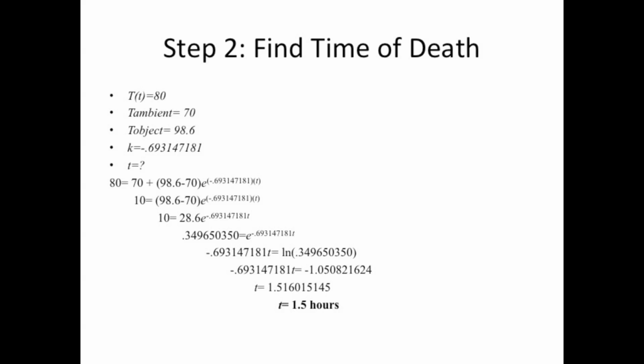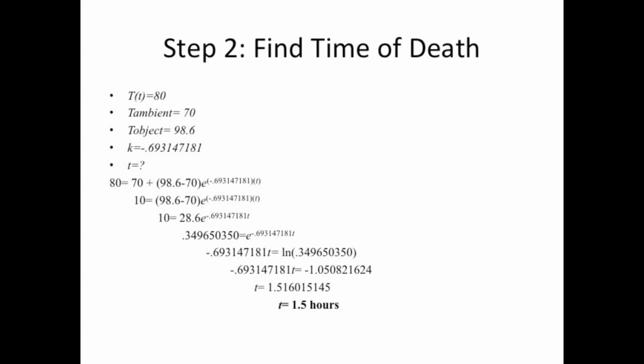Then we divide 10 by 28.6, and we get 0.349650350 is equal to e to the power of our negative k value times t. Then we use our log rules to rearrange the equation. We get negative 0.693147181 t is equal to the natural log of 0.349650350.